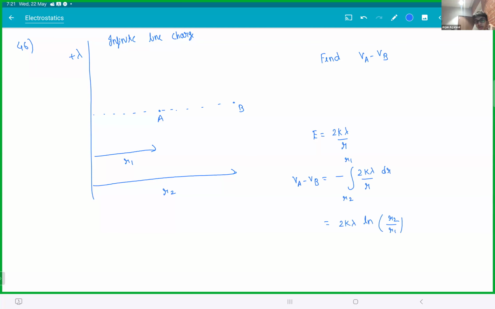Easy one. That will be opposite, no? This minus sign is outside, no? Oh, sorry, you asked VA minus VB. Clear? Next one.